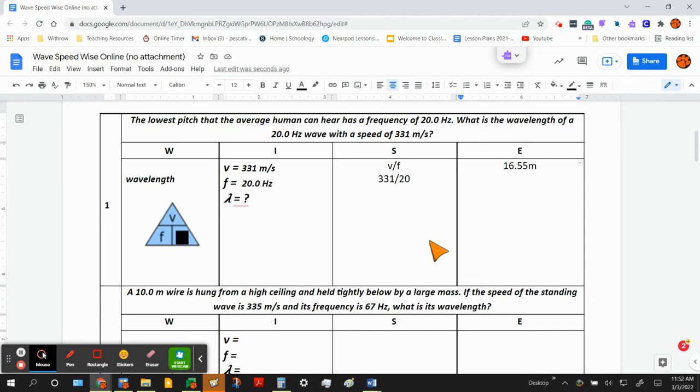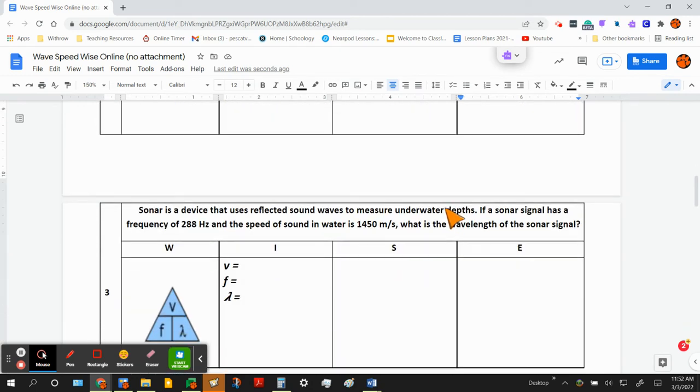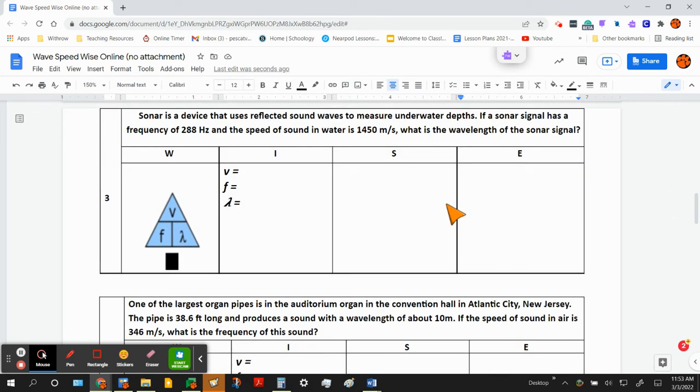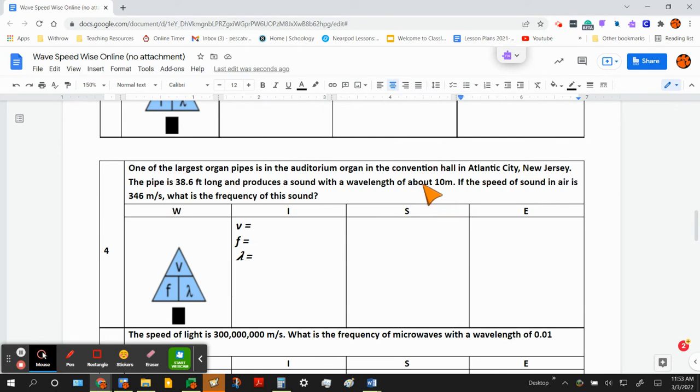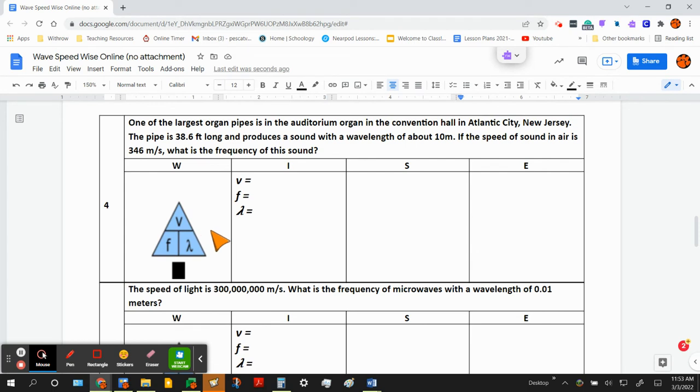So let's go down and check out another problem here. All right, with this, you're going to start the problem the same way. First, read, and then find out what we're solving for comes here. So what am I looking for?